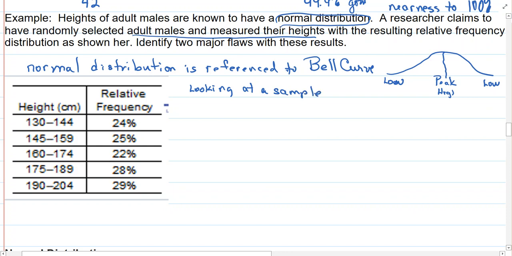We don't know what kind of sample, but a sample with a resulting relative frequency. That means percents. Distribution is shown here. Okay, identify two major flaws.